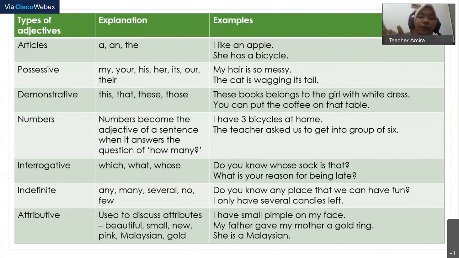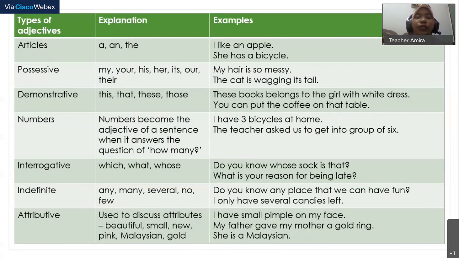All right. Okay, and then the next one is, I only have several candies left. So the noun here would be candies. So the adjective would be several, all right? Several candies left. So there's not many candies left. Maybe 5, maybe 6. We don't know for sure. But it still describes the noun candies.